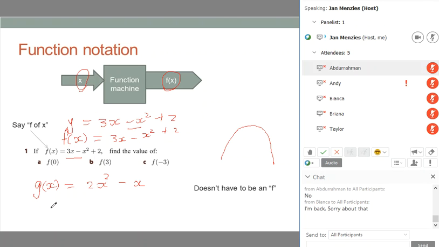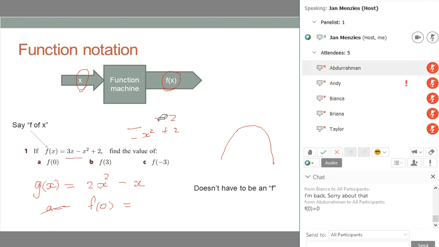Can you text chat the function value when x equals 0? So can you put that notation, f of 0 equals, and put 0 into the function? So wherever the x value appears, you put a 0. It's called substitution.